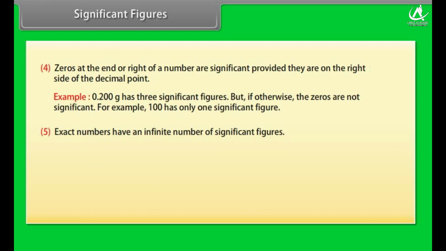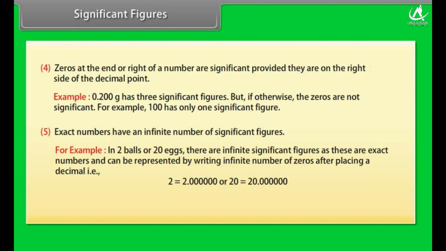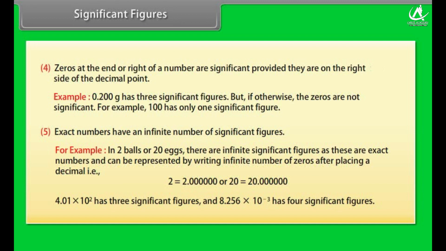Exact numbers have an infinite number of significant figures. For example, in 2 balls or 20 eggs, there are infinite significant figures, as these are exact numbers and can be represented by writing an infinite number of zeros after placing a decimal, that is, 2 is equal to 2.0000 or 20 is equal to 20.00000. 4.01 into 10 raised to the power 2 has 3 significant figures, and 8.256 into 10 raised to the power minus 3 has 4 significant figures.